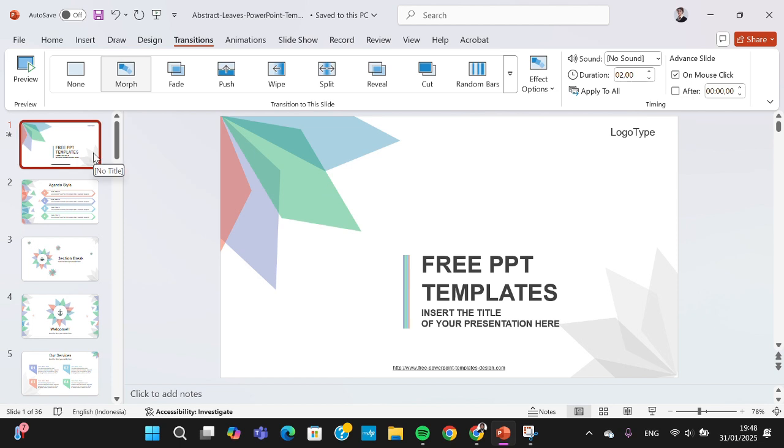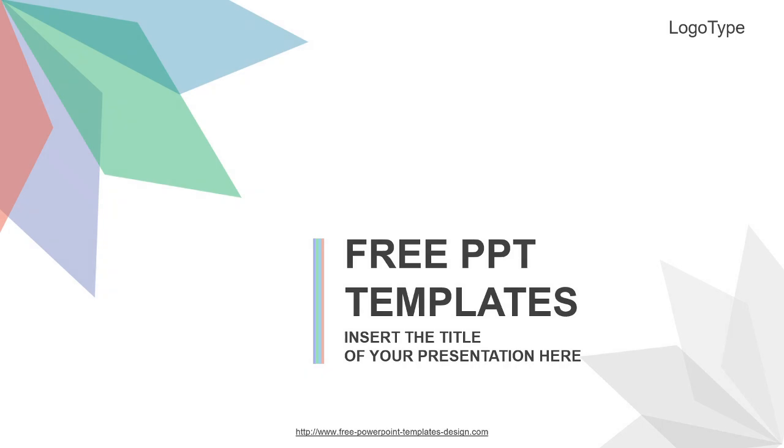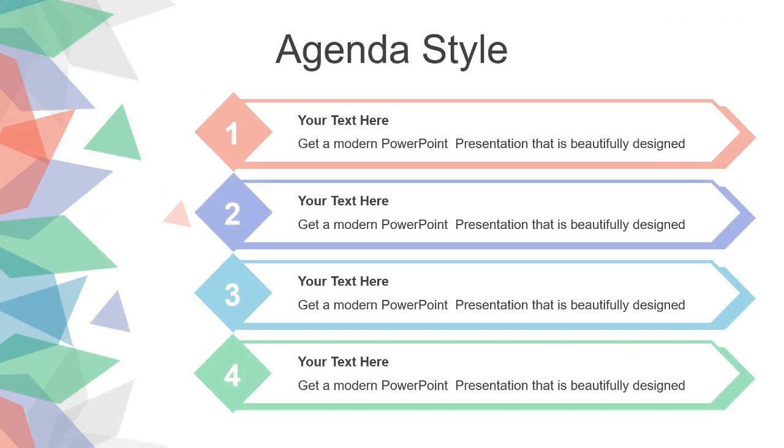As you can see that the Morph transition has been applied to this PowerPoint, and if you want to apply this transition to all your slides, you just need to click on Apply to All. Okay, and I'm going to play it, and this is the result.